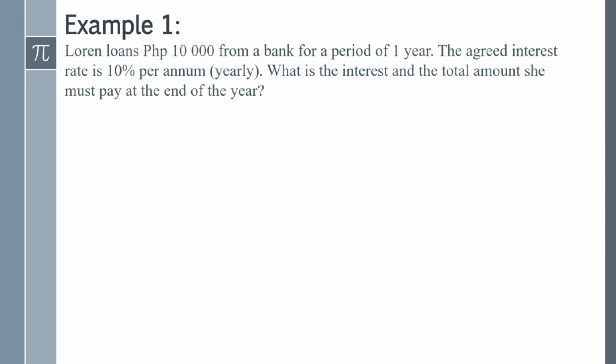For example number 1, Lauren loans 10,000 pesos from a bank for a period of 1 year. The agreed interest rate is 10% per annum, yearly. What is the interest and the total amount she must pay at the end of the year? The problem is asking for the interest and the total amount she must pay at the end of the year. To solve this easily and reduce confusion, let us write what is given.